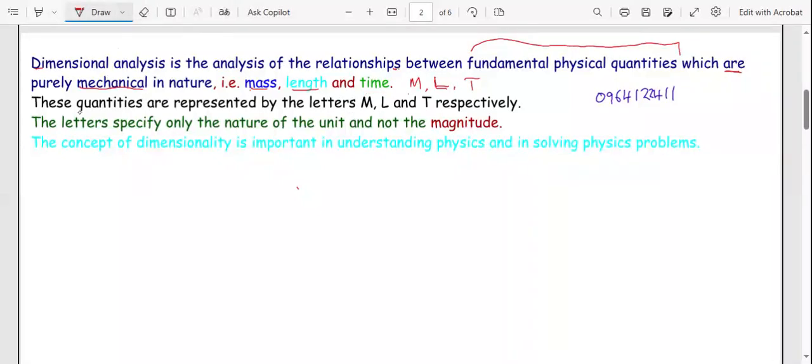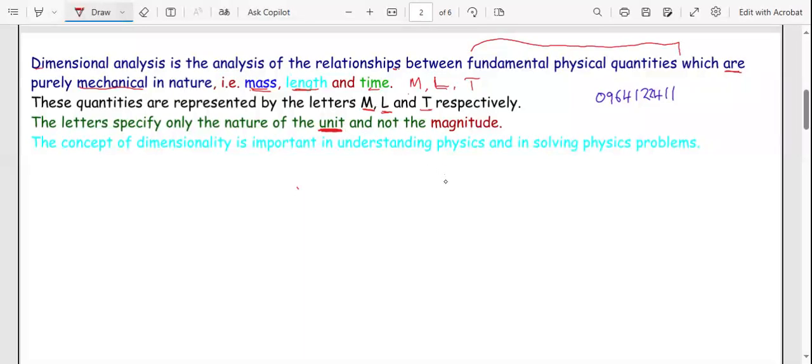These quantities are represented by letters. So these are the dimensions for mass, dimensions for length, dimensions for time. When I ask what is the dimension for this, just look at that, respectively, like I've been saying. The letters specify only the nature of the unit. So it's only the unit. We'll be relating everything to their units, all the physical quantities, now their units.